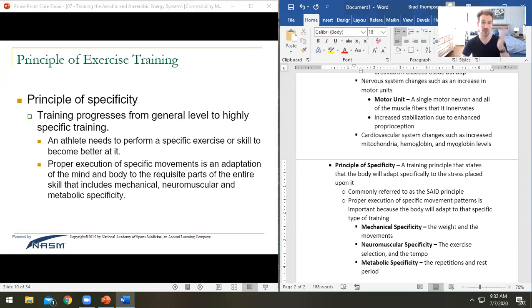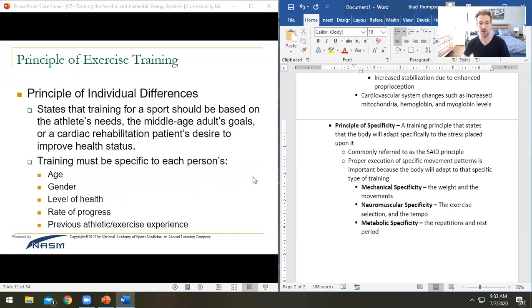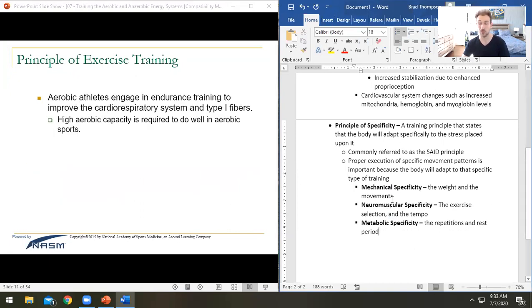Again, are you trying to develop endurance? Low rest. Are you trying to develop strength? Lots of rest. Are you trying to gain size? Medium rest. So those are kind of the three types of specificity that we have. And that's really what we consider when it comes down to our principle of specificity there.